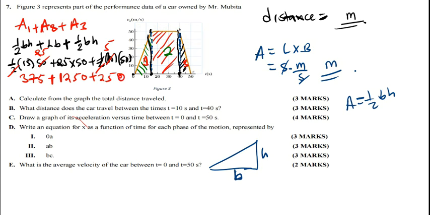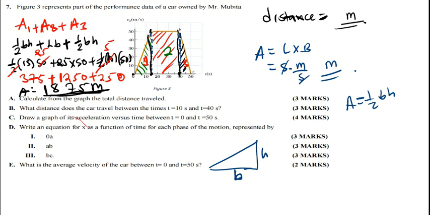So if we are to add here, the total area now will be equal to 250 plus 1250 plus 375. So I'm getting 1875 meters. That is the total distance.